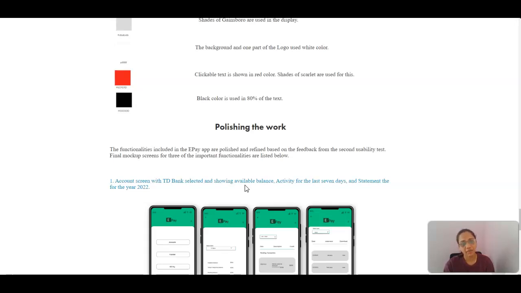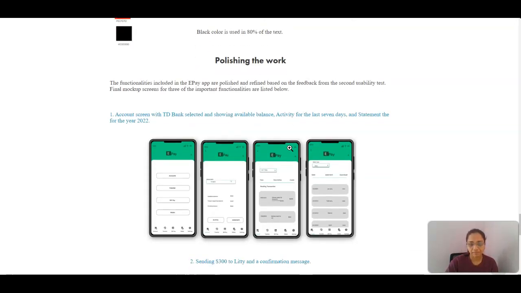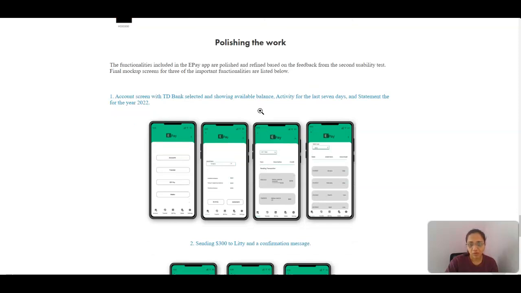Once the design documentation was prepared, the functionalities included in the app were polished and refined based on the feedback, and the final mock-up screens of the three important functionalities were designed. So this is the polished work.